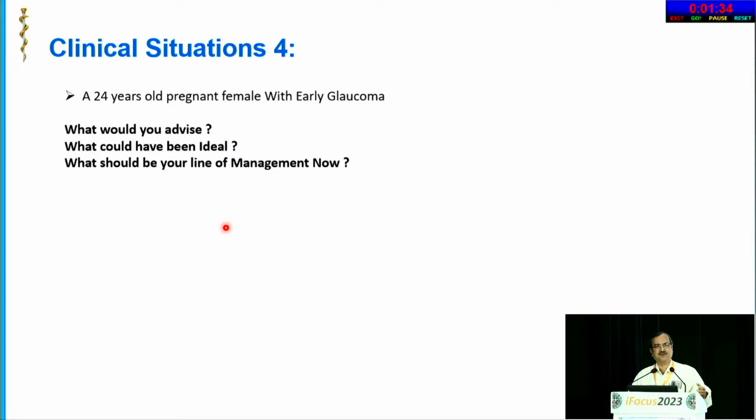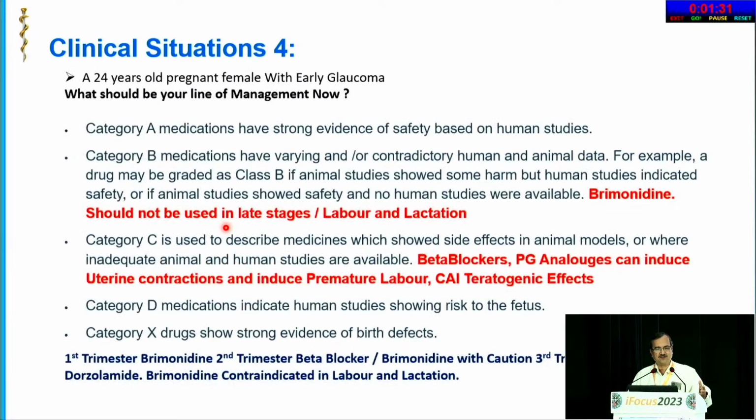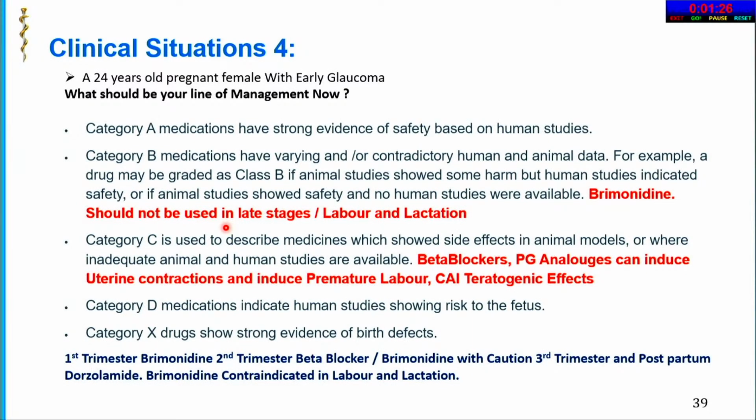But in case the patient has already conceived, how to go about it? We need to understand the 5 categories of medications, the A, B, C, D, and X. Most of the glaucoma medications fall in category B. What does category B medications mean? They have varying or contradictory human or animal data. For example, a drug may be graded as class B if animal studies showed some harm, but human studies indicated safety, or vice versa. And category C, basically, they have described the medicine which shows side effects in animal models or where there is inadequate animal or human studies available.